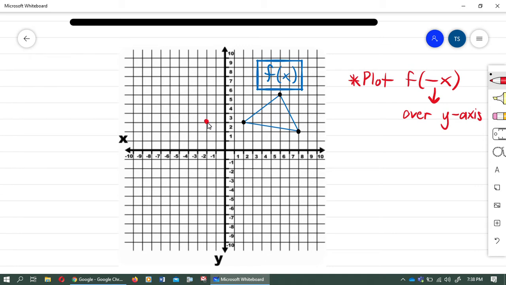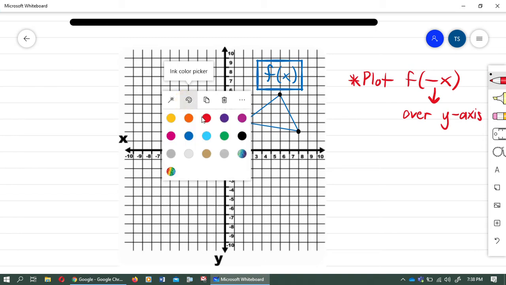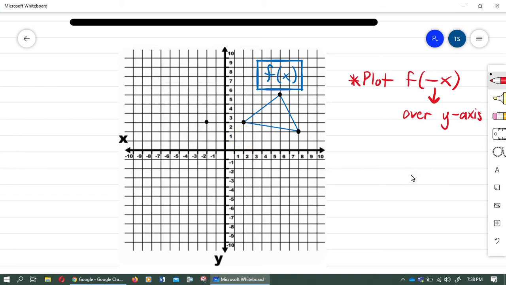So when we plot this new point there, it's going to be, again, still 2 units to the left of the y-axis. All right, so that will be where the new point will be for this one here.